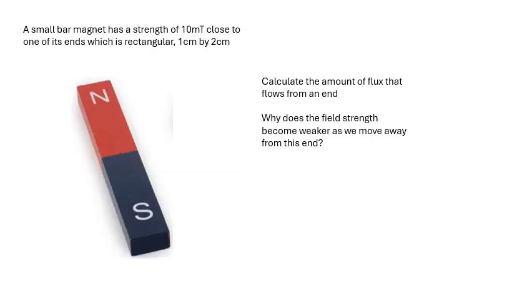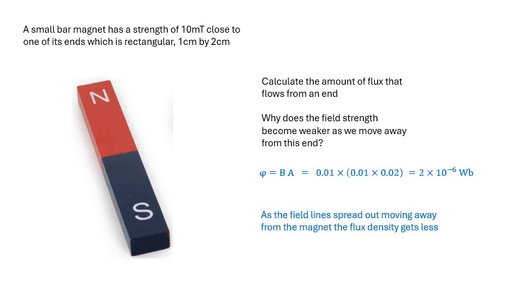Here's a little sum for you to do, pretty straightforward. And the answer is in 3, 2, 1. Okay, so phi equals BA, so 2 times 10 to the minus 6 Webers. Remember the field lines spread out as you move away from the magnet, so the flux density is getting less, so the field strength is getting less.